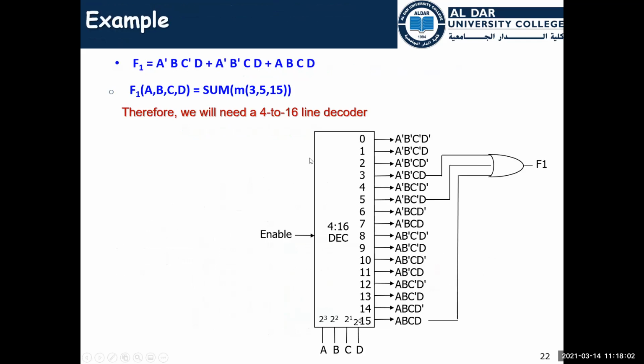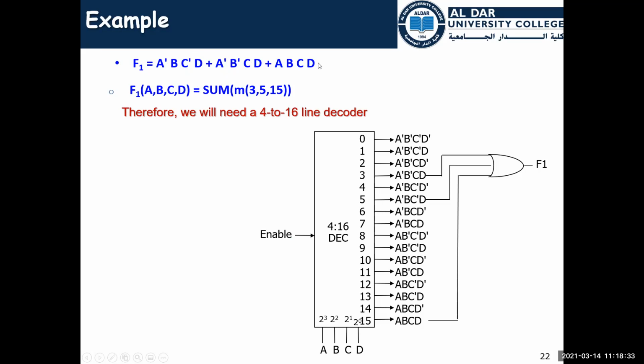Another example, if we want to have this functionality, which is A complement B C' D, and also the other one is A complement B complement C D, and A B C D. I want all of these to be represented. We have the minterms: this one is 3, this one is 5, and this one is 15.